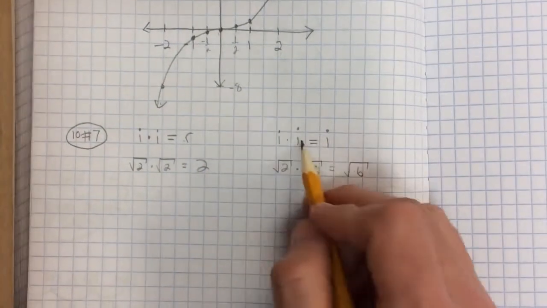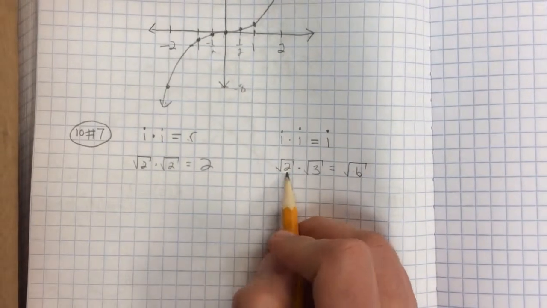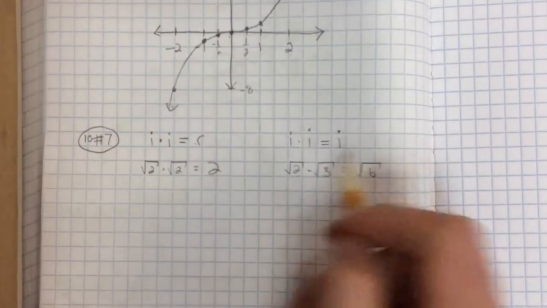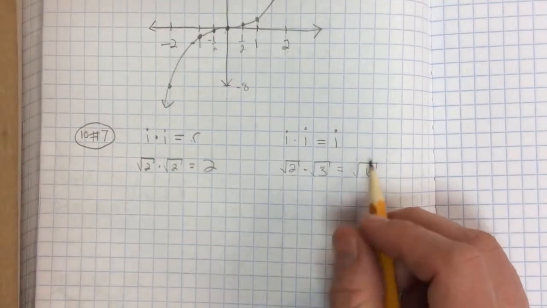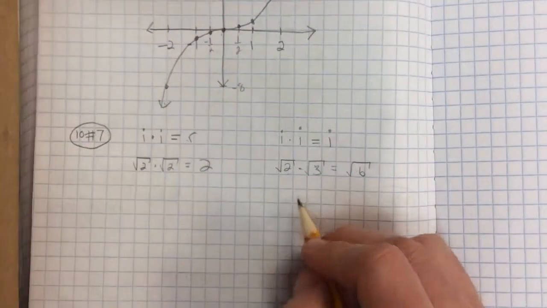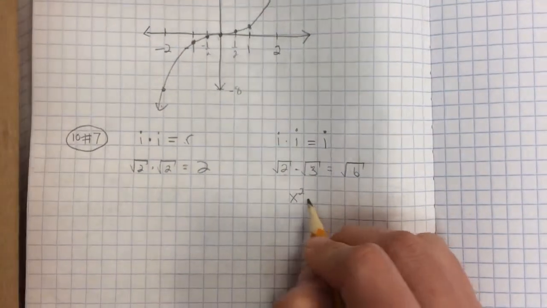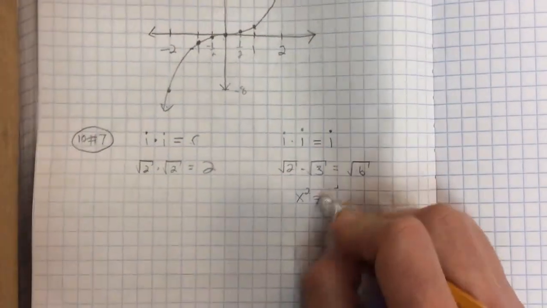Can you multiply two irrationals and get an irrational? Yes. So you start with the square root of 2, you multiply it by the square root of 3. That's the square root of 6, which is also irrational because it's not the square root of a perfect square. And again, we could show that using x squared equals 6.